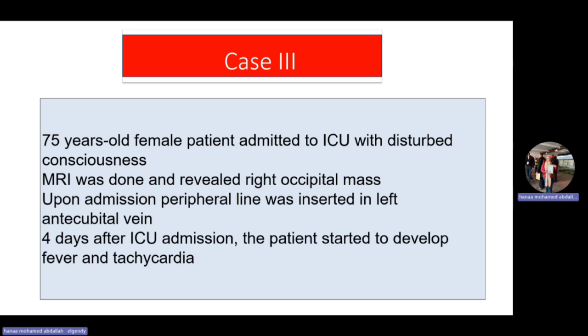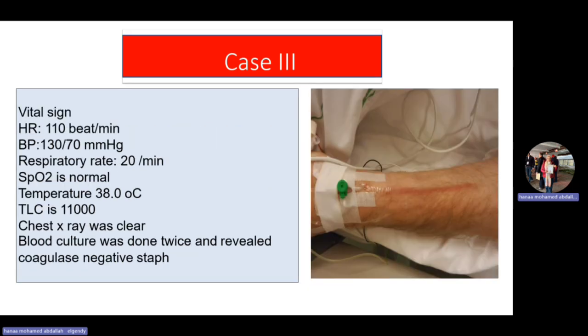Case 3: a 75-year-old female patient admitted to the ICU with disturbed consciousness. MRI was done and revealed a right occipital mass. Upon admission, a peripheral line was inserted in the left antecubital vein, and 4 days later, the patient started to develop fever and tachycardia. This is a sign of thrombophlebitis in the cannulated vein. The patient was tachycardic, normotensive. Respiratory rate was 20, SpO2 was normal, temperature was 38, and TLC was 11,000. Chest X-ray was clear, but the blood culture was done twice and revealed coagulase negative staph.